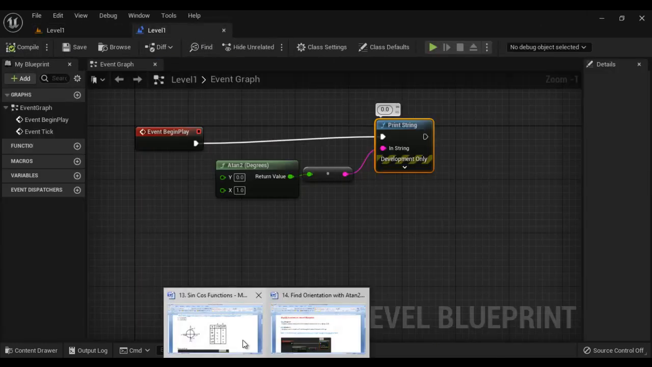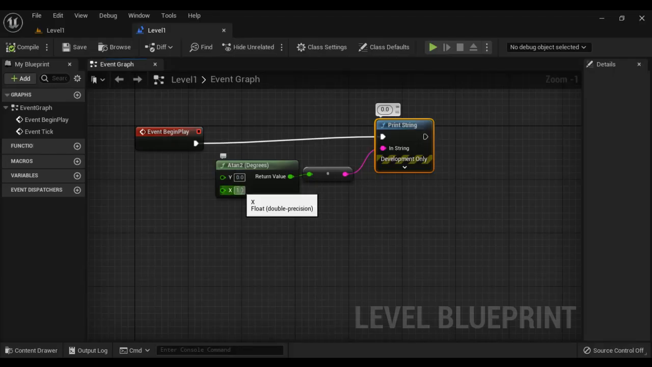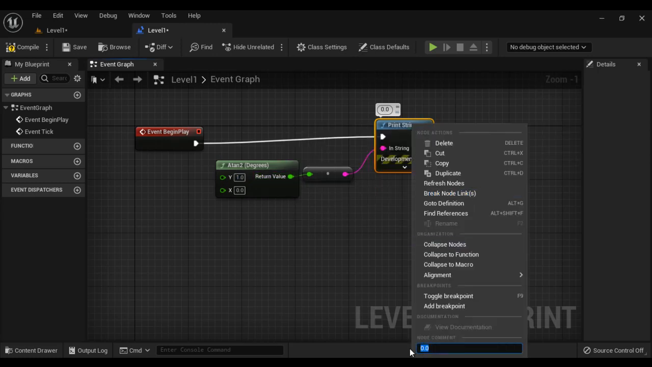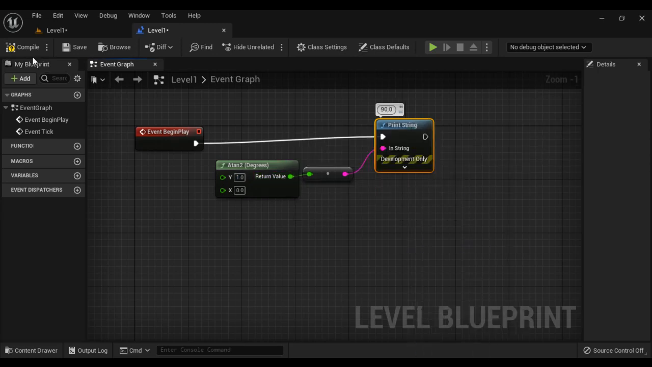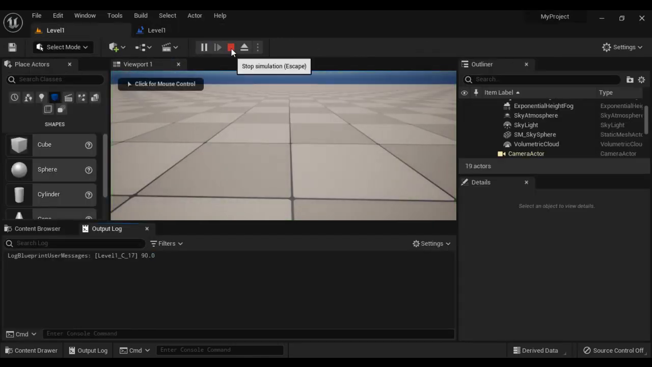Let's say the object is in this place. Its x position is 0, y position is 1. So to a tan 2 function, I give x position 0, y position 1. Definitely it is going to return 90 degrees, guys. Compile, save, come to level 1 and play. You see it is giving us 90 degree.